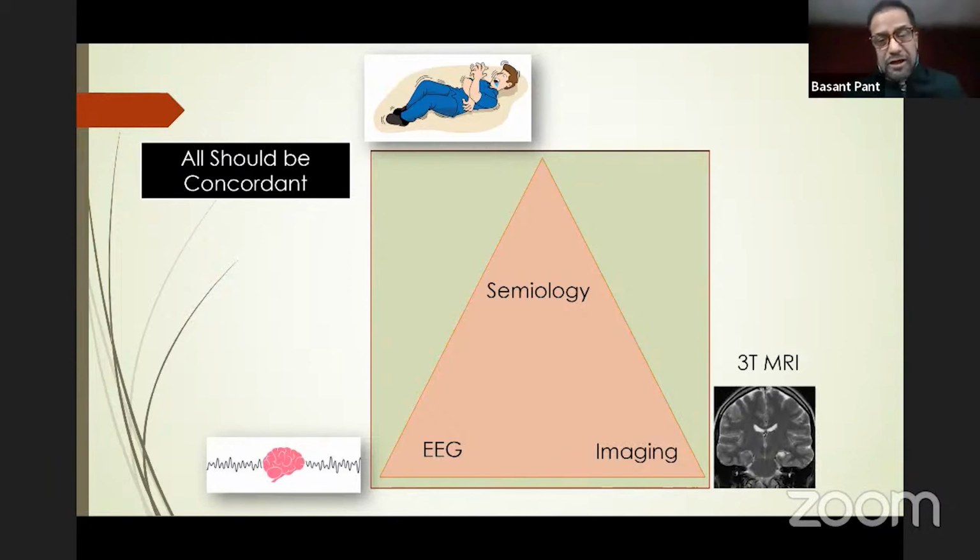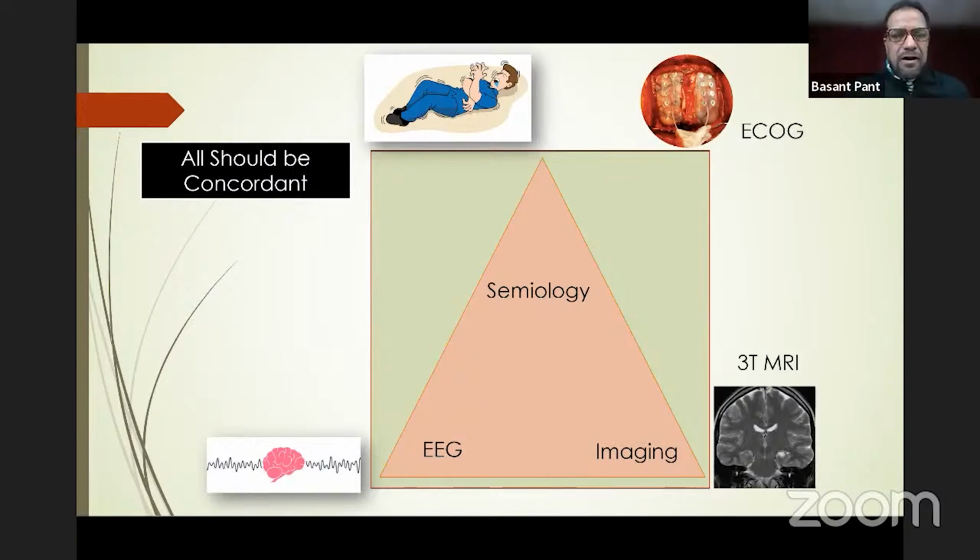But then, of course, for the left hippocampus, you want to see whether memory is being supported by the other side or not. But most of the time, take it from me, if the left hippocampus has been seizing for a long time, then the memory has already shifted to the other brain. Now we are doing this intraoperative ECOG. So I would say it is not a triangular concordance, but it is a rectangular concordance that we create.